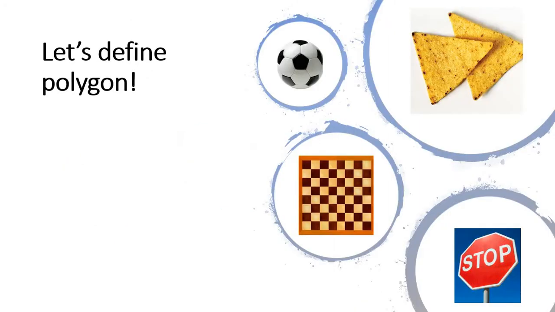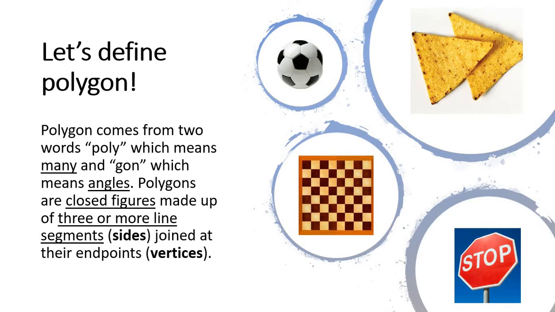Let's first define again the polygon. Polygon comes from two words, poly, which means many, and gon, which means angles. Polygons are closed figures made up of three or more line segments, which are their sides, joined at their endpoints, which are their vertices. So, yung mga pictures na makikita natin dito are just few examples of real-life polygons. Okay? Yung pentagon na nakadesign sa soccer ball, the chessboard, the stop sign, and the nachos.